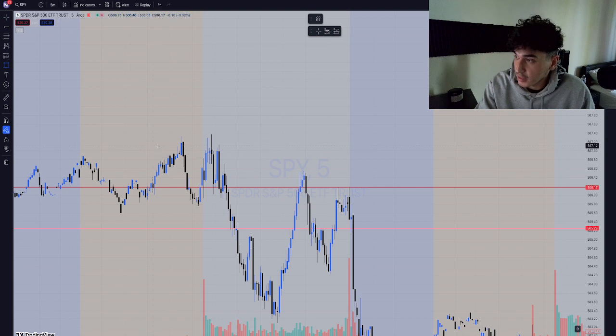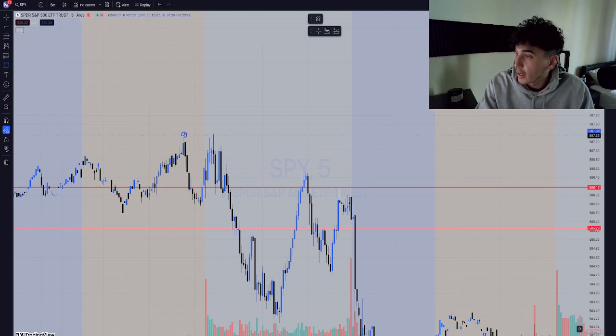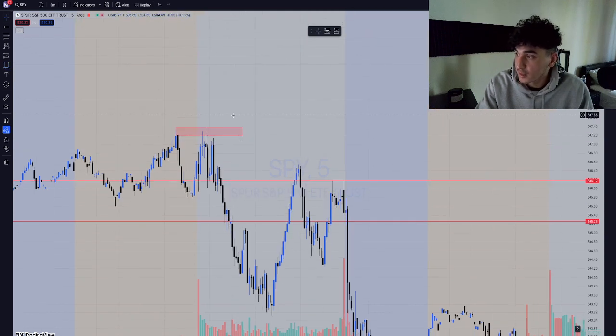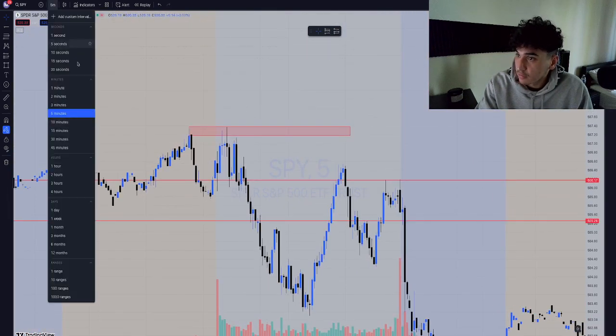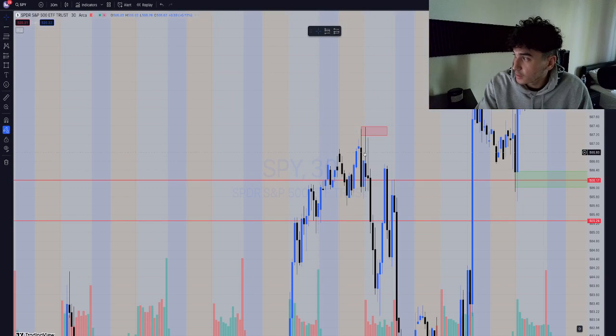So now, since we're on the 5 minute, let's go ahead and get our rectangle out. We're going to mark out the top of the wick since we're doing supply, and then extend it out. And then you can obviously see now we're on the 5 minute. Let's switch over to the 30 minute.